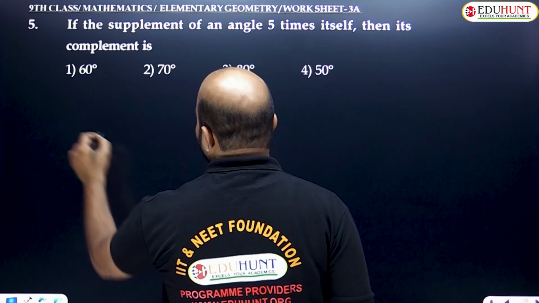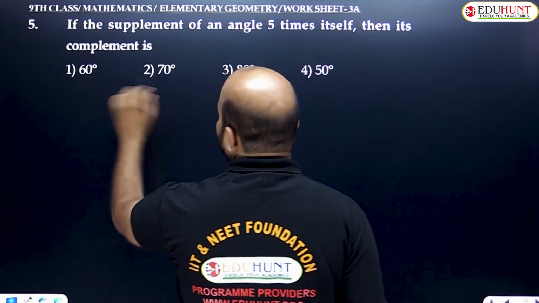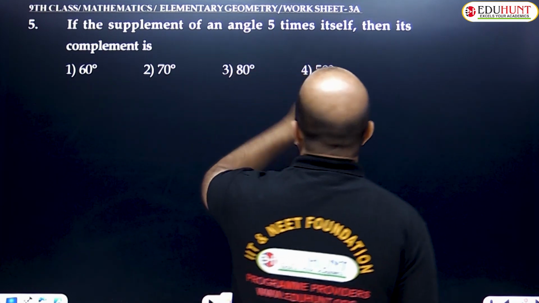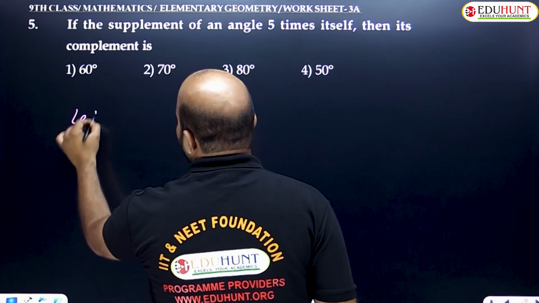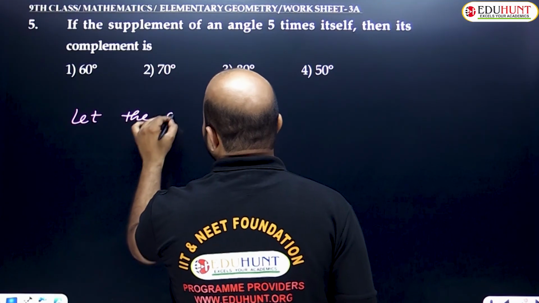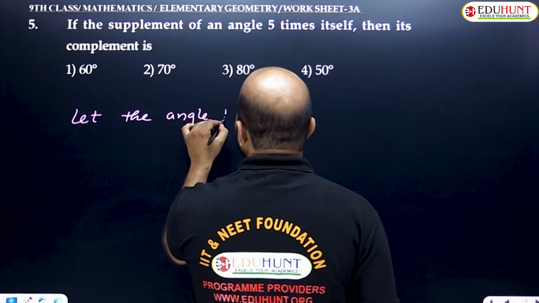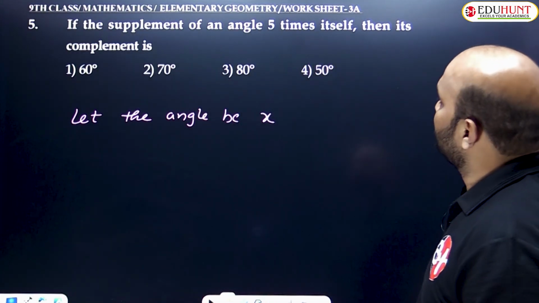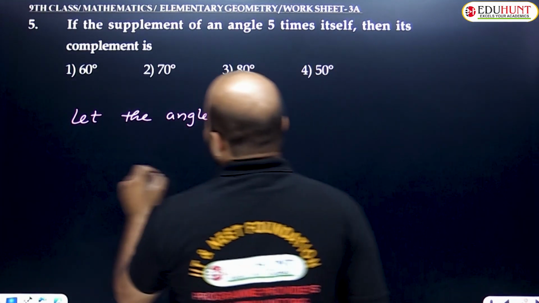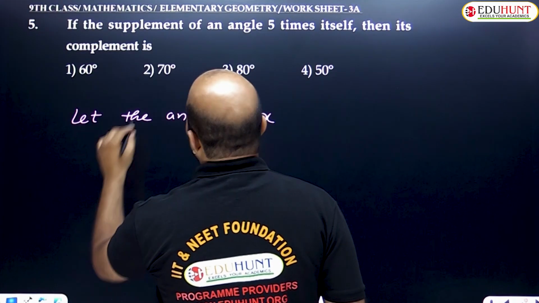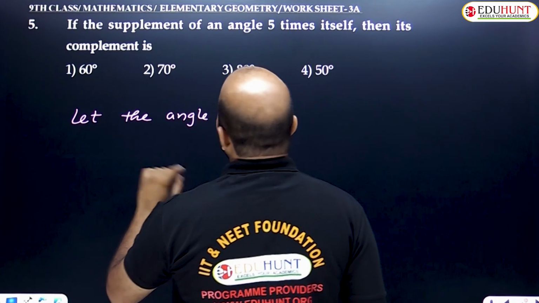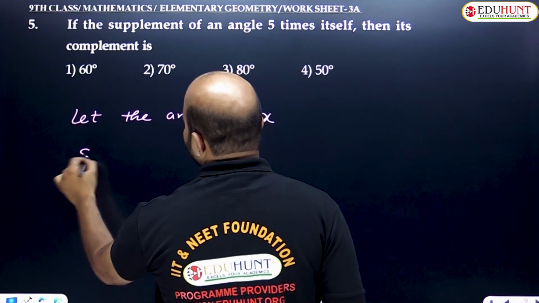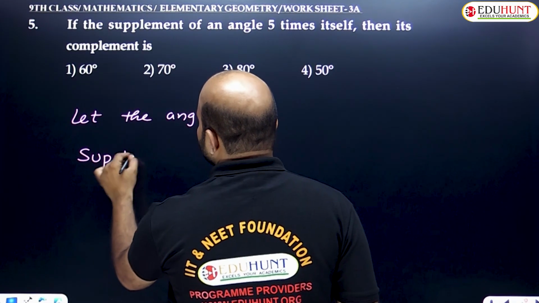But in that question, let me take the first term. So what are the given options? 60 degrees, 70 degrees, 80 degrees, 50 degrees. So let the angle be x. So what am I taking? Let the angle be x. So what is the supplementary angle of x? Let the angle be x degrees. What is its supplement?